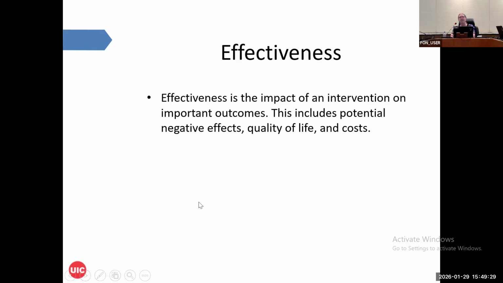Effectiveness is the impact of an intervention on important outcomes, and this includes potential negative effects, quality of life, and costs. So I was able to show the Washington state government that they would have decreased costs if they invested in implementing my intervention in the state.